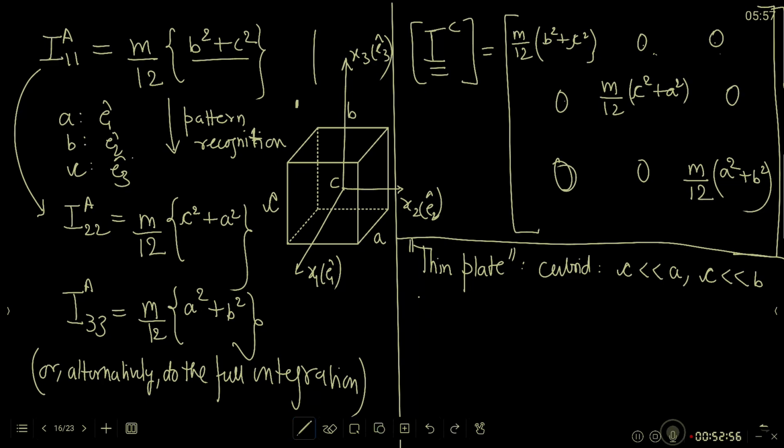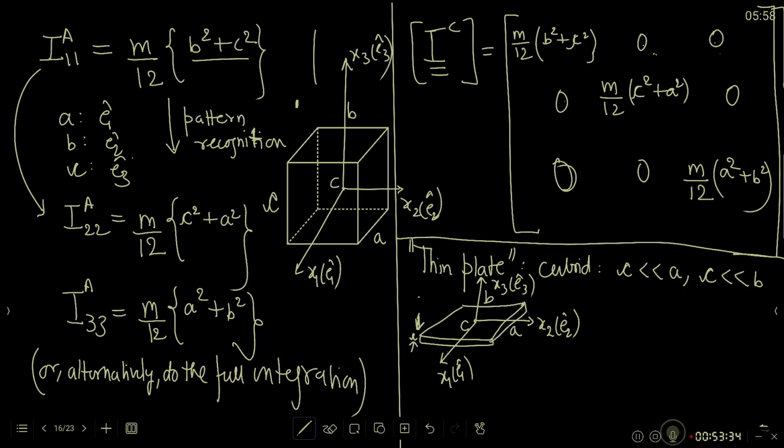Thin plate. This is the center of mass. This is a, this is b, this is x1 e1, this is x2 e2, and x3 e3 is perpendicular to the plane of the plate, and along that edge I have this c, which I am saying is extremely small compared to a and b. What will be its inertia matrix about its own center of mass?